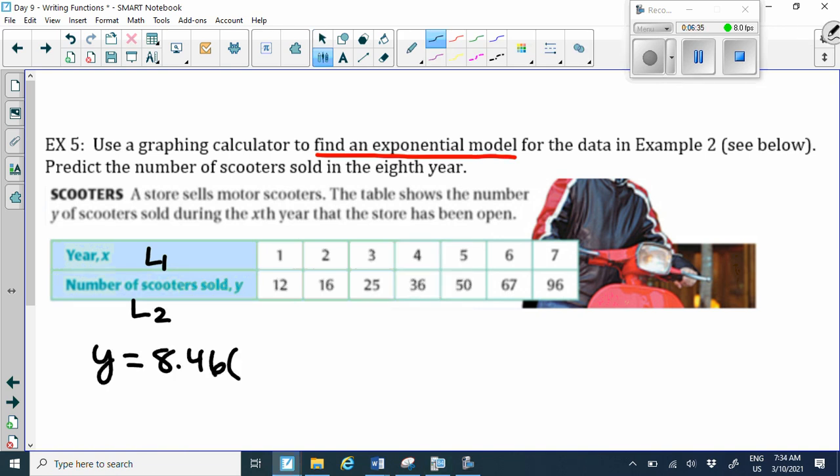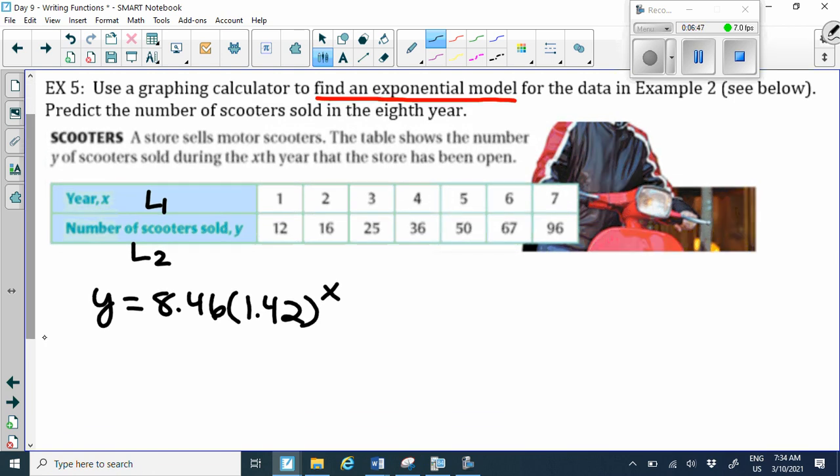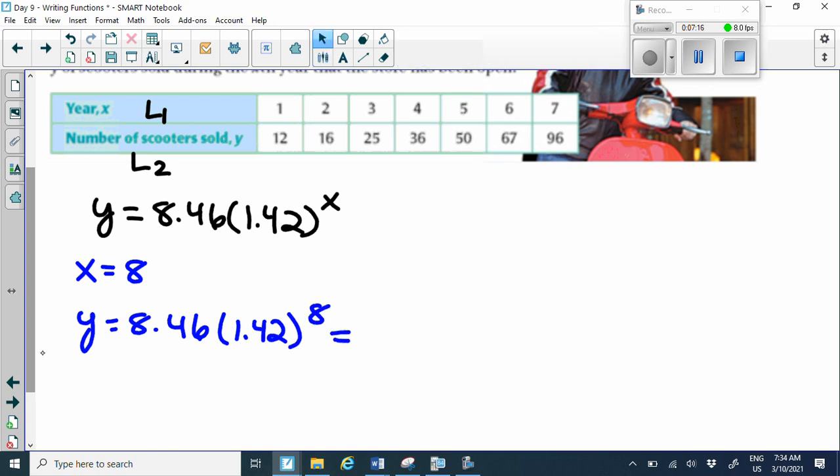Now don't forget, make sure you use parentheses around your B value, and don't multiply your A and B, okay? Okay, so now that we have our equation, our next step said to predict the number of scooters sold in the 8th year. Okay, so that means we're going to use our model to predict the number of scooters. So if we think about the 8th year, is that our X or Y? That is our X value. So that means we plug the number 8 into X. So now I have Y equals 8.46 times 1.42 to the 8. Now we just plug this into our calculator to get our answer.